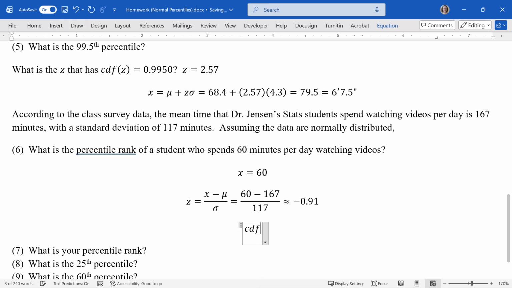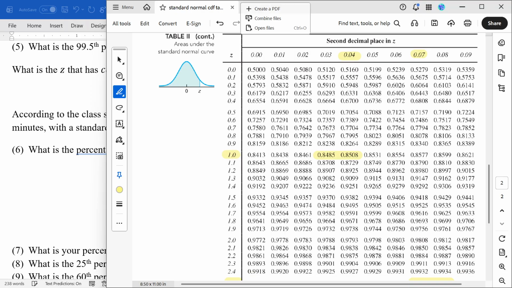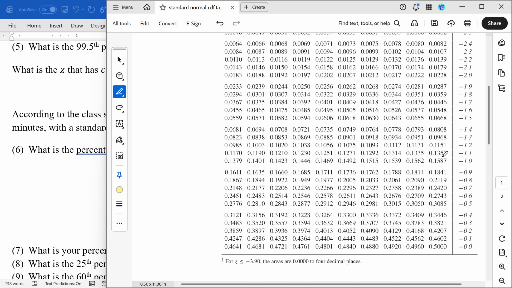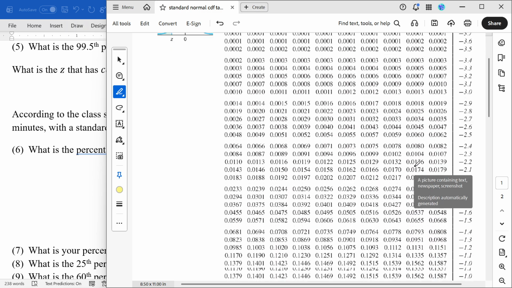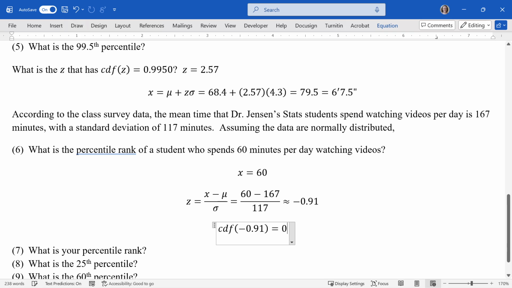Right, and now I'm going to look that up in my table. I'm going to look it up the normal way, not the reverse way. So, okay, I'm on the negative side, negative 0.9, and then this should be 0.01. Yes, so negative 0.91, 1814. Okay, so this is 18.14%, and that is the percentage of the way through the sorted list that the student's data value would be. 18.14% of the way through the list.